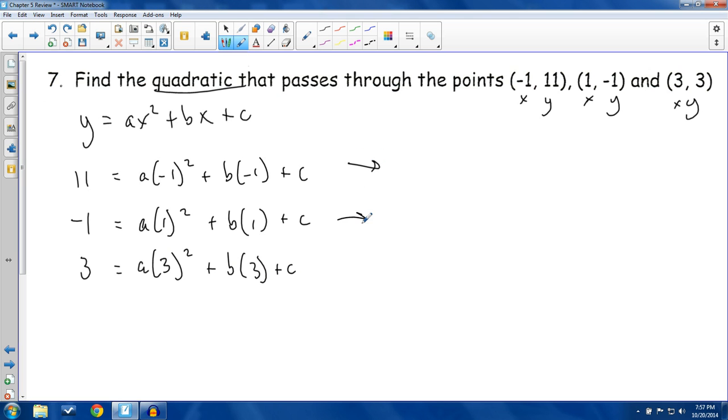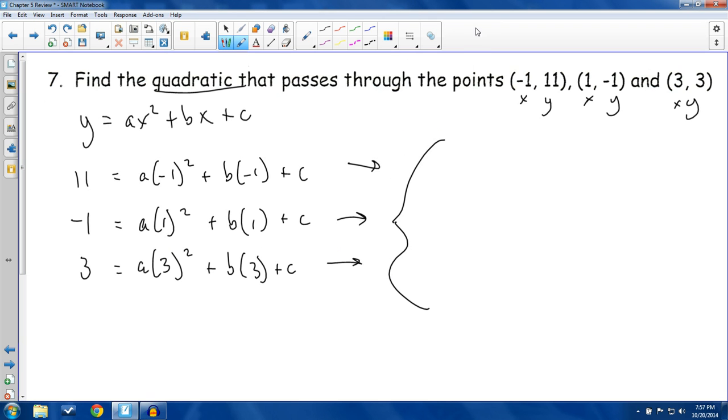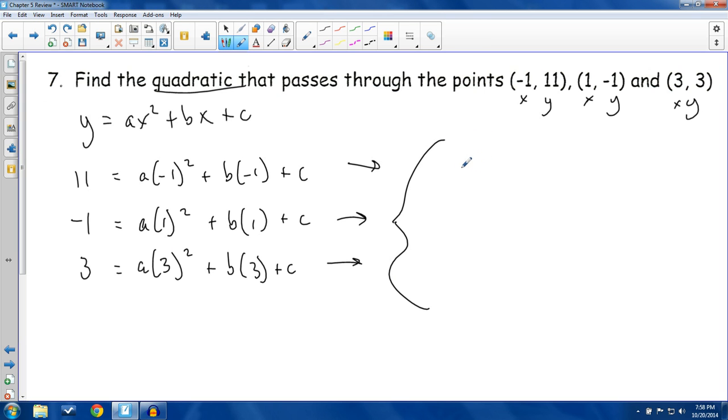If I clean this up, I'll create the following system. Let's use happy blue. Oh no, that's royal blue. I got to get rid of that. Go Giants. Go Orange Giants. That'll be negative 1 squared is 1, so I get a minus b plus c equals 11. 1 squared is 1, so a plus b plus c equals negative 1. And 9a plus 3b plus c equals 3.